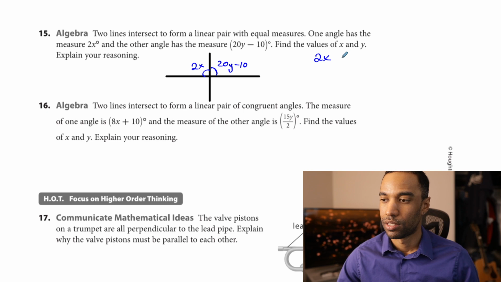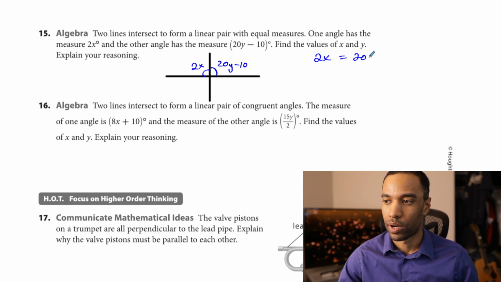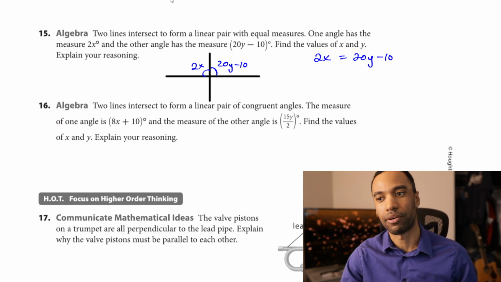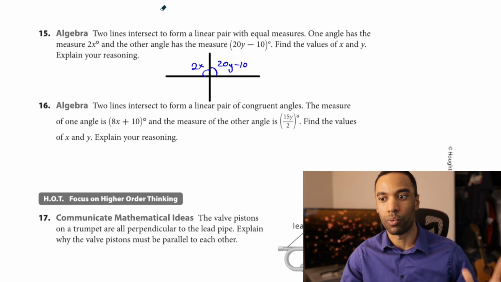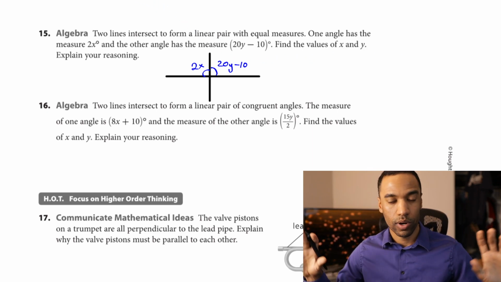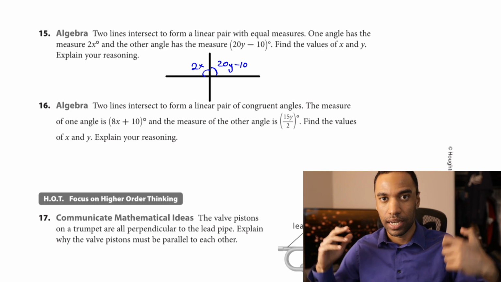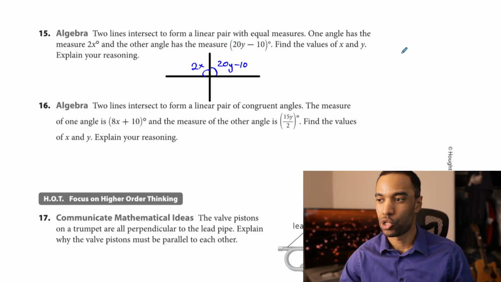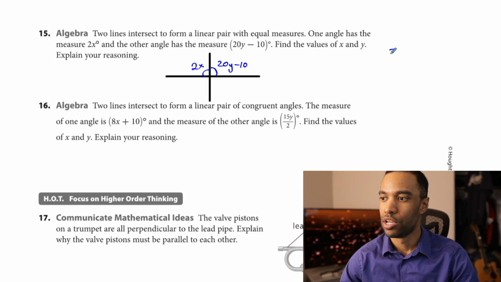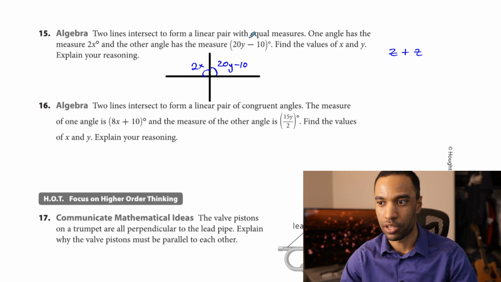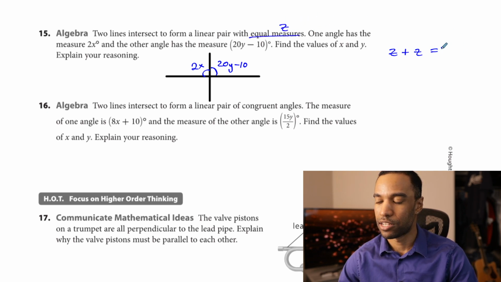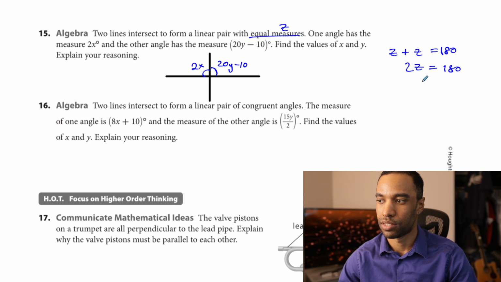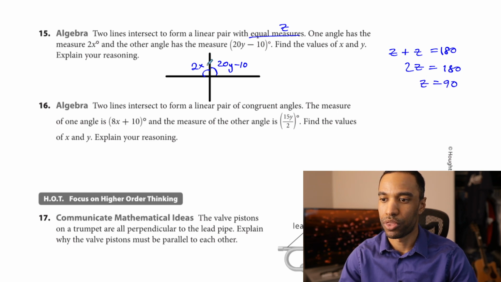2x equals 20y minus 10. Well, actually, I don't need to set these things equal. 2x and 20y minus 10 both equal 90 degrees. If these are both equal in measure for a linear pair, two angles that add, I shouldn't use x here, two angles, an unknown angle z plus the same unknown angle z, they're equal measures. If they add to 180, that means each measure is 90 degrees. So that means both of these are right angles.